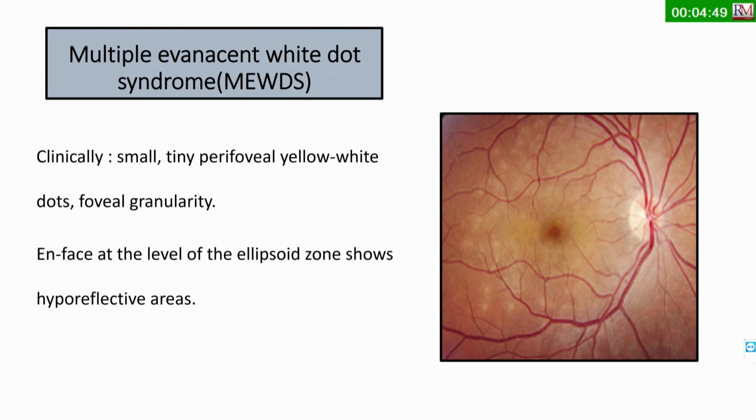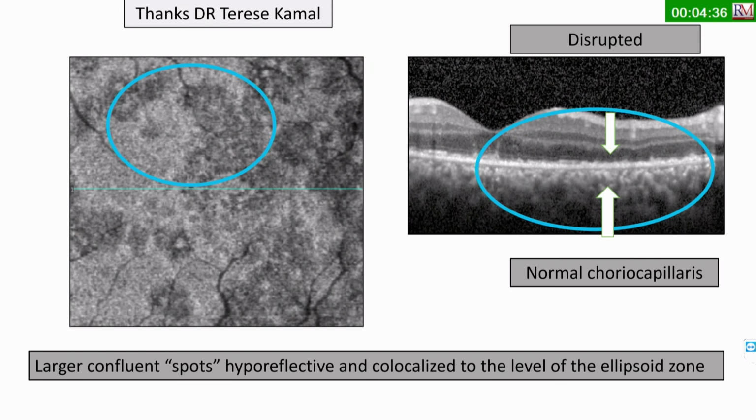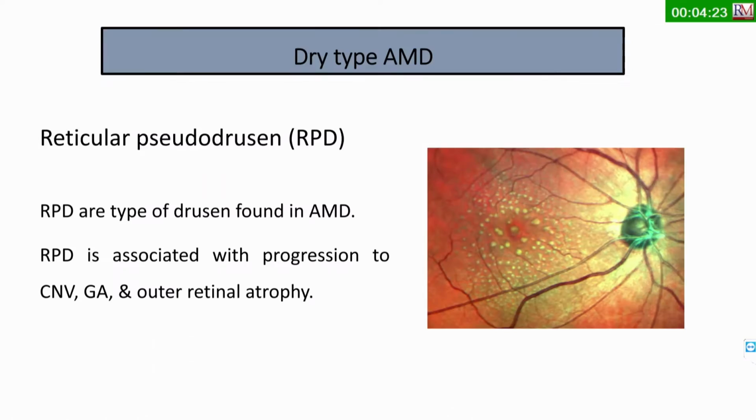Multiple evanescent white dot syndrome. The value of en-face FAST imaging in multiple evanescent white dot syndrome is the diagnosis of the exact pathology or site of pathology. Previously, it was considered that the primary site is the choriocapillaris, but by en-face FAST image we can delineate that there is disruption of the outer ellipsoid zone and the interdigitation zone, which can be detected on FAST imaging as hyporeflective localized lesions.